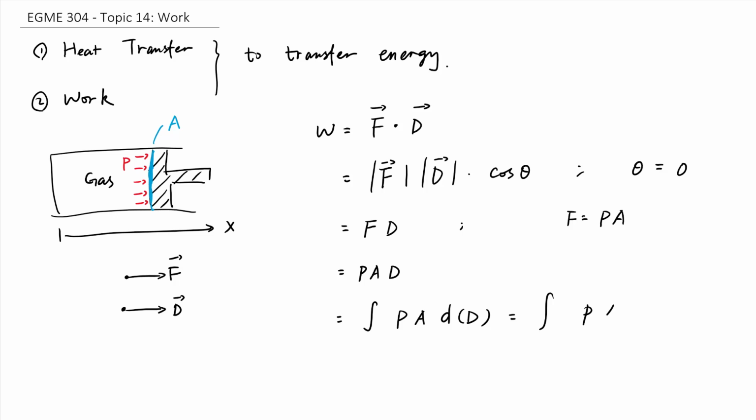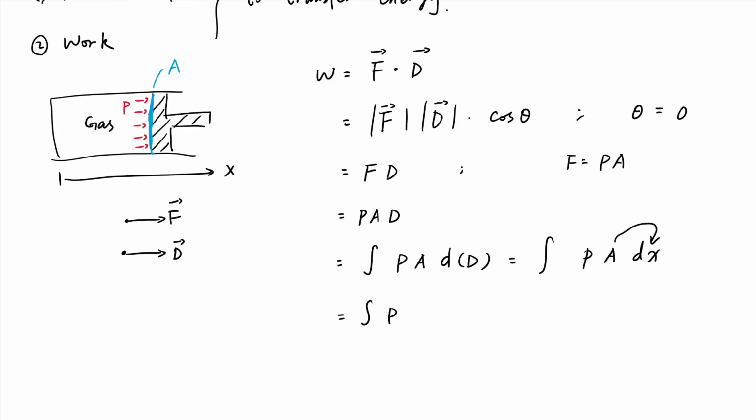Integral P times A, and the distance, the movement is along the x-coordinate, so we can simply change the distance to x. All right, next, we know the cross-sectional area is a constant, so I am going to move the area behind the derivative. So this equation becomes integral P times derivative AX. And now let's take a look. What is A times X? A is the cross-sectional area and X is length. What does cross-sectional area multiplied by length give us?